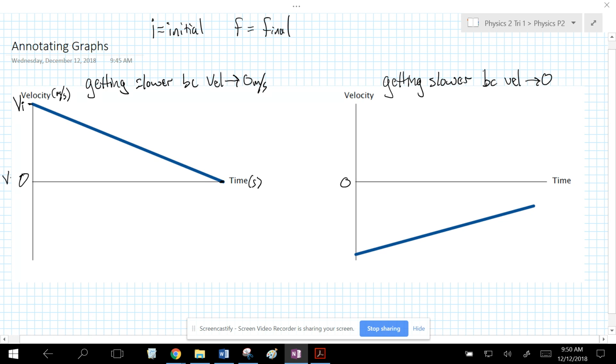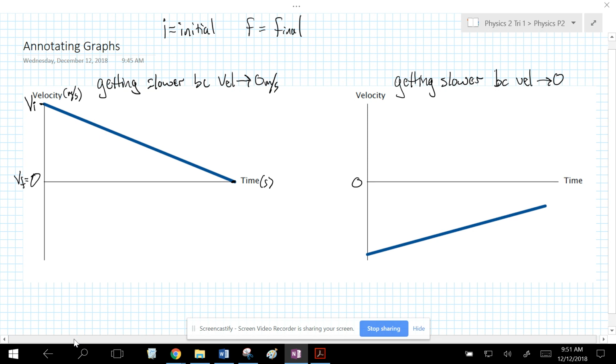So I'm gonna just write VF equals, are you not seeing it? I don't know how to get over. Ooh, slider. Boop. You see it now? There we go.